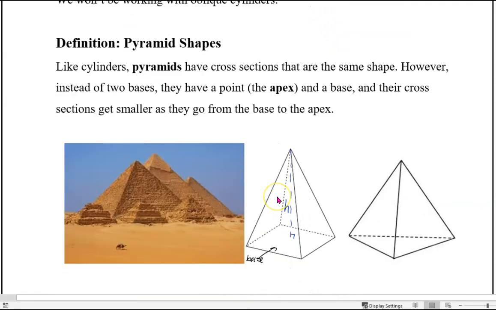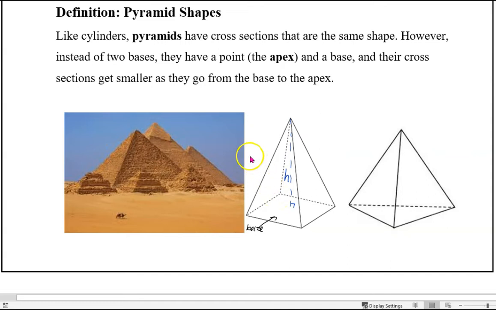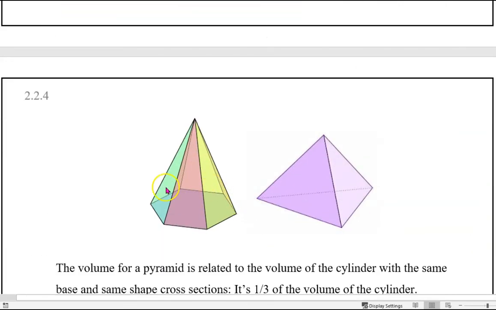Let's now look at the pyramid shapes. The pyramids, like the cylinders, have cross sections that are all the same shape, but instead of the two bases, they have a base, one base, and an apex, or the point at the top. The cross sections get smaller as you go from the base to the apex. Notice that this one right here is a hexagonal pyramid. That means the base is a hexagon, and as I slice it parallel to that hexagon base, all of my cross sections will also be hexagons, but they'll be smaller as I get towards the apex.